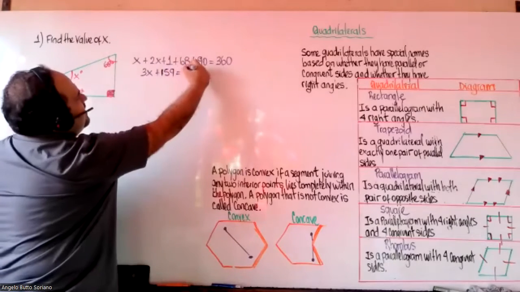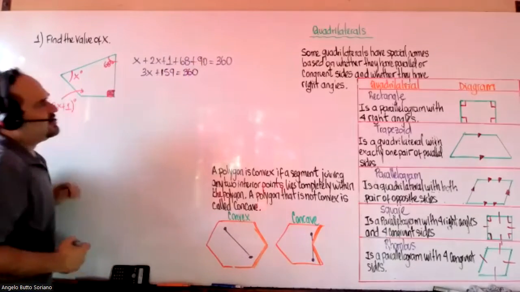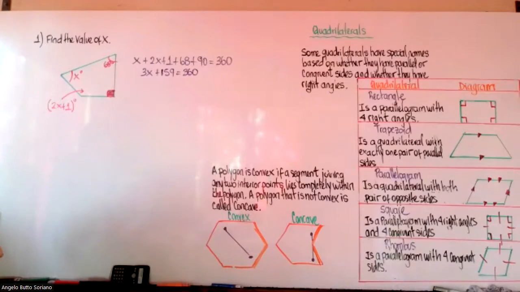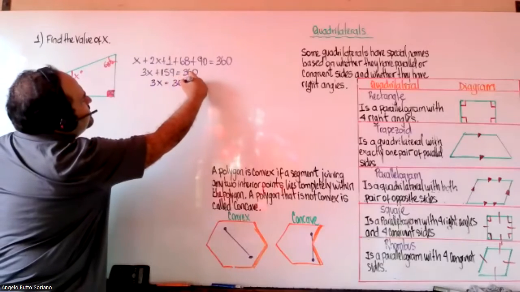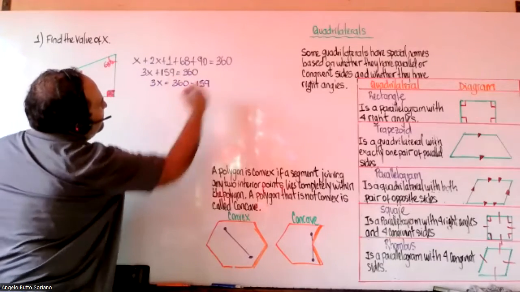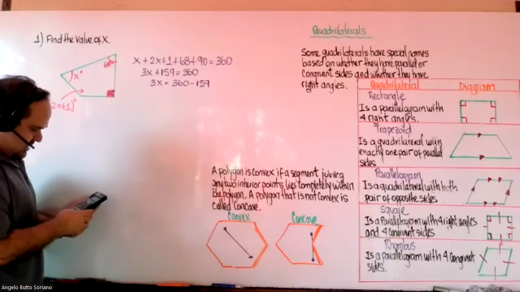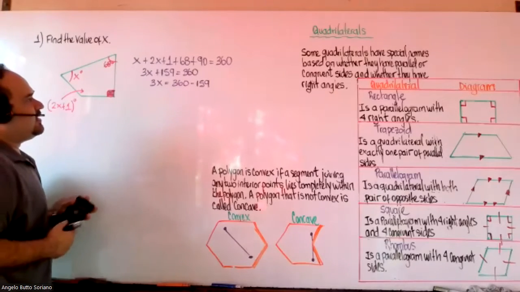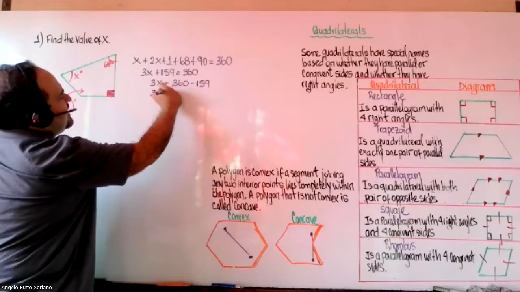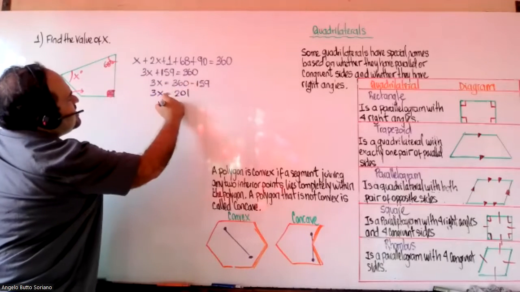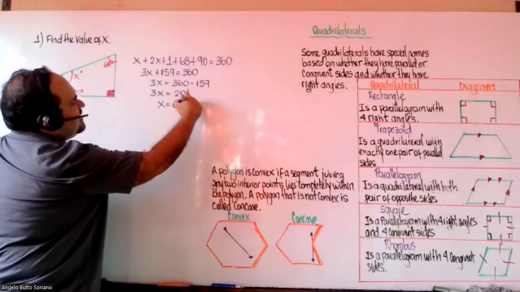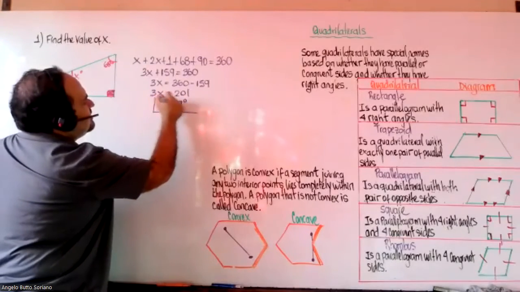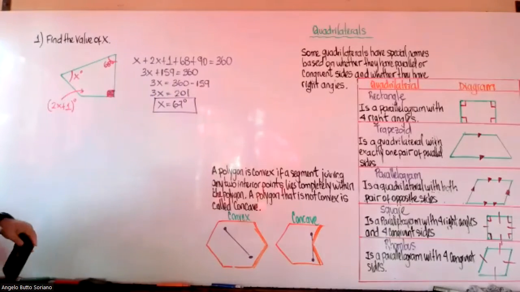159, and this expression will be equal to 360 degrees. And we have to solve for x. Remember, 3x will be equal to 360 minus 159. And the subtraction between them will be 201. 3x equals 201, and x will be equal to 201 divided by 3. For that reason, the value of x will be 67 degrees.